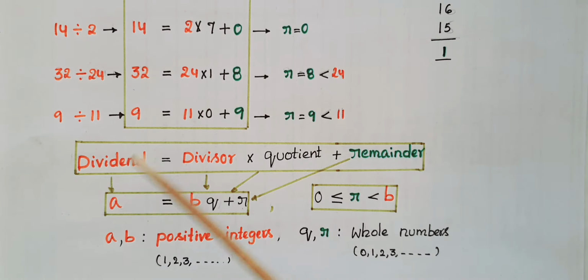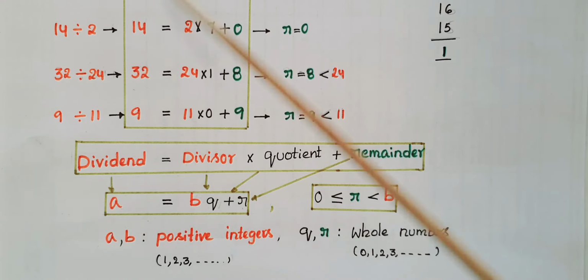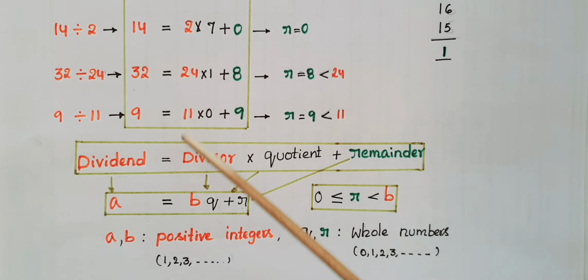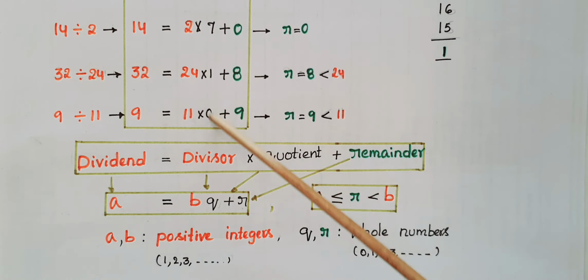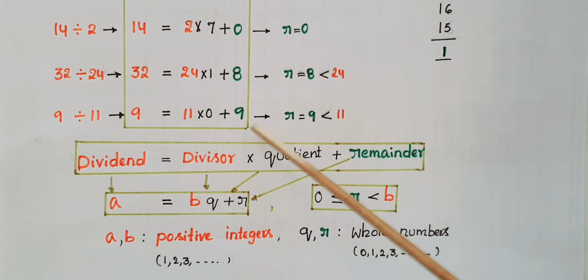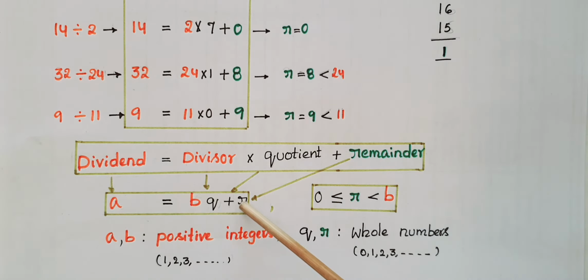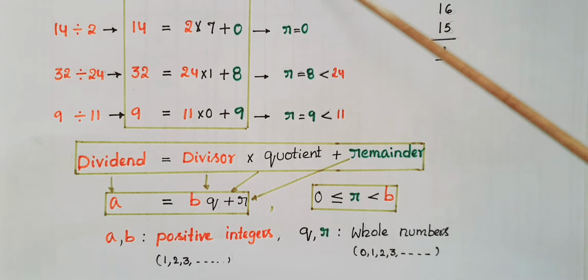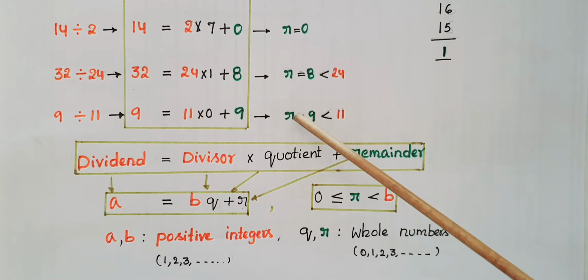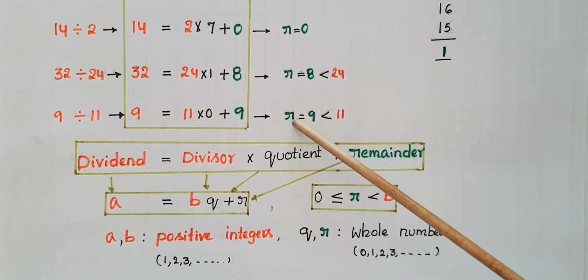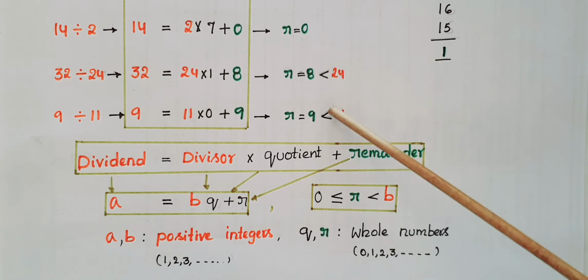Now these you can write as dividend is equal to divisor into quotient plus remainder. This you can write as A is equal to BQ plus R. So here A is dividend, B is divisor and Q is quotient and R is remainder. Here R is greater than or equal to 0 and less than B. If you see these examples, you can easily understand R is greater than or equal to 0 and less than the divisor, that is B.